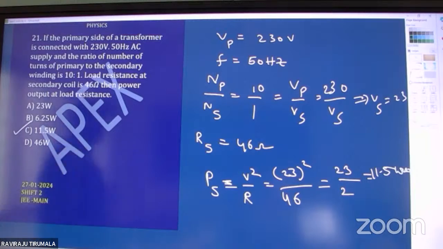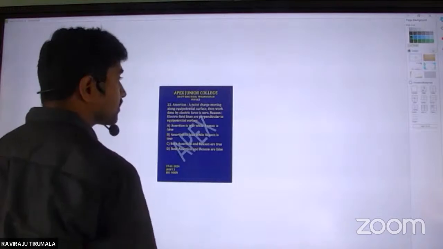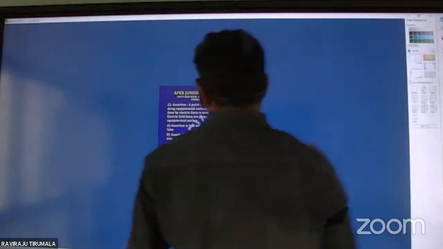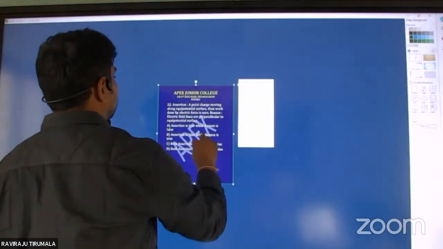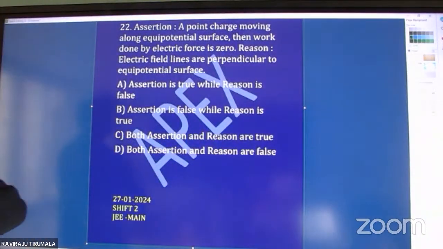A question was asked on a small basic relation. Okay, next question. I think this is only the last question. I just got only these questions, some 22. See that?